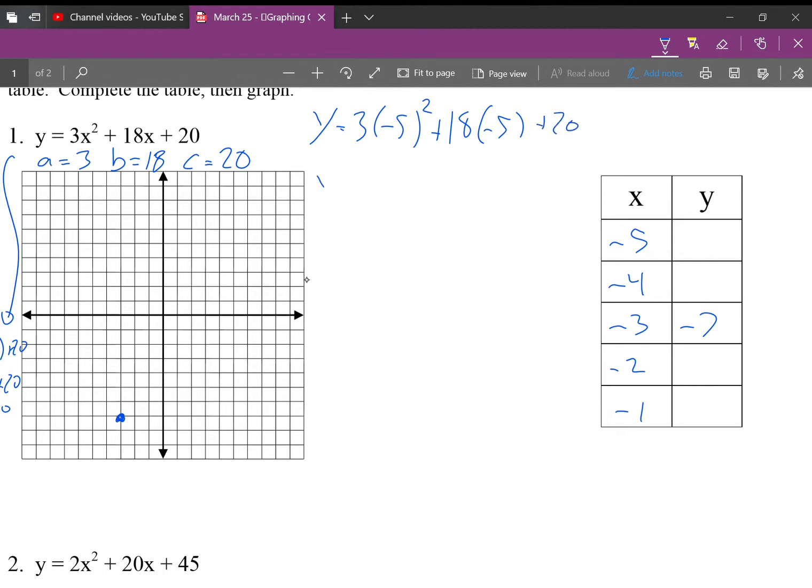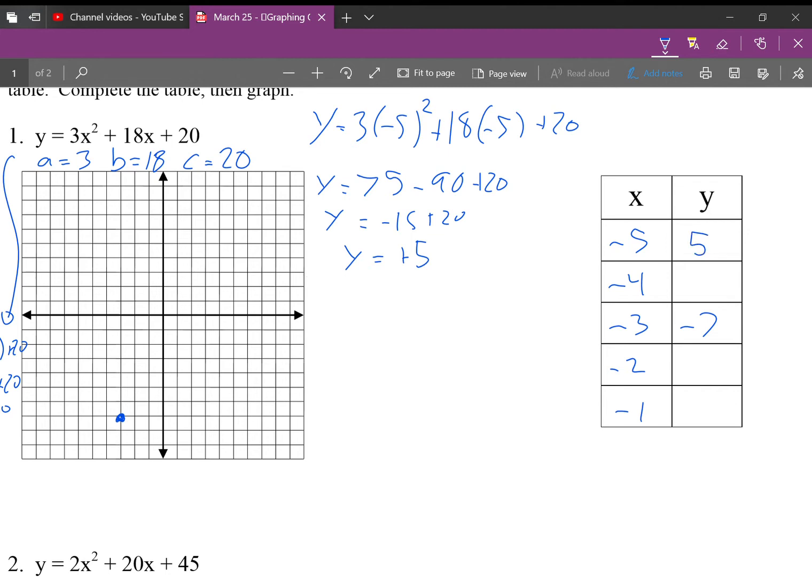It's going to do this, so this is going to give me y equals negative 5 squared is 25 times 3 is 75. 18 times 5 is negative 90 plus 20. This becomes negative 15 plus 20, which is negative 5. So I got negative 5 here. Oh, I'm sorry, positive 5. See, I was hesitating because that sounded wrong to me. Right, so it's positive 5.